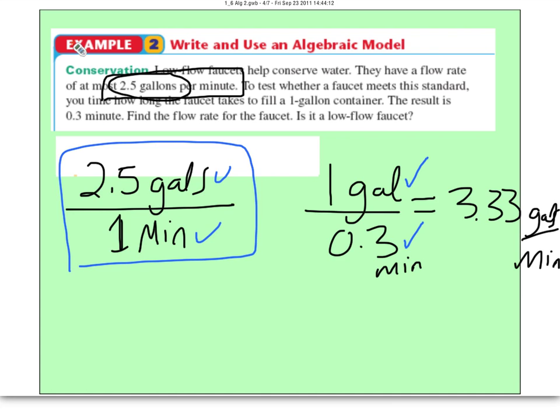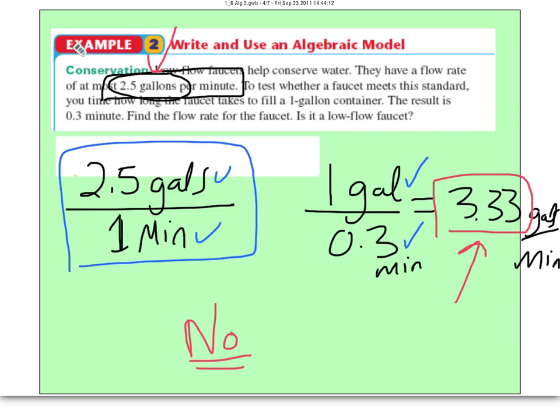Now the requirement for this faucet, the flow rate is 2.5 gallons per minute. So we did the algebra and we got 3.33. Answer the question. Is this a low flow faucet? No. It's flowing way too fast. Over 3 gallons in 1 minute. It has to be under 3 gallons. It has to be at 2.5.